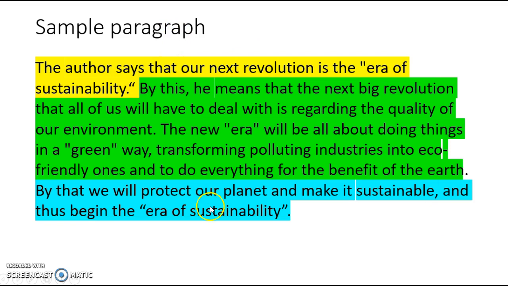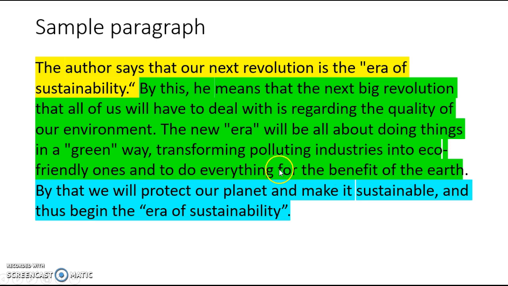So let's take a look. Well, first of all, we can see by color the 3 parts. This is our topic sentence. These are our supporting ideas, and here we have our conclusion. So we can see very clearly here that the term is the era of sustainability. And here we've got quotation marks which help us see that. Here we have the definition. By this, he means the next big revolution that all of us will have to deal with is regarding the quality of our environment. The new era will be about doing things in a green way, transforming polluting industries into eco-friendly ones, and to do everything for the benefit of the earth.